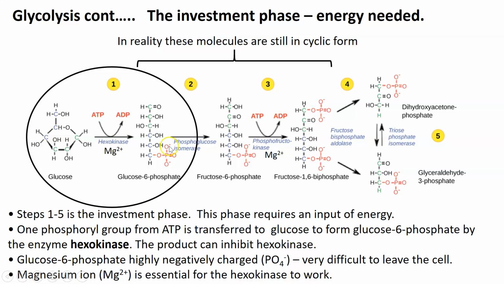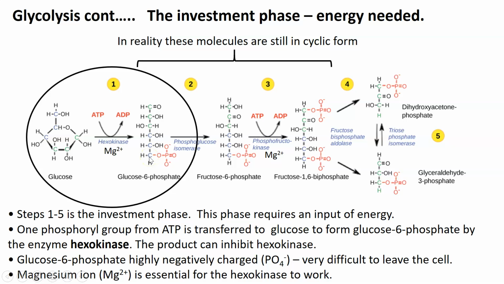Although I've drawn it here in a linear form, in actual fact it exists as a circular form. And this hexokinase enzyme requires magnesium. Again, if you remember from the last lecture, we saw how magnesium is involved in the catalytic site of hexokinase to shield the excessive number of all these electronegative oxygens.